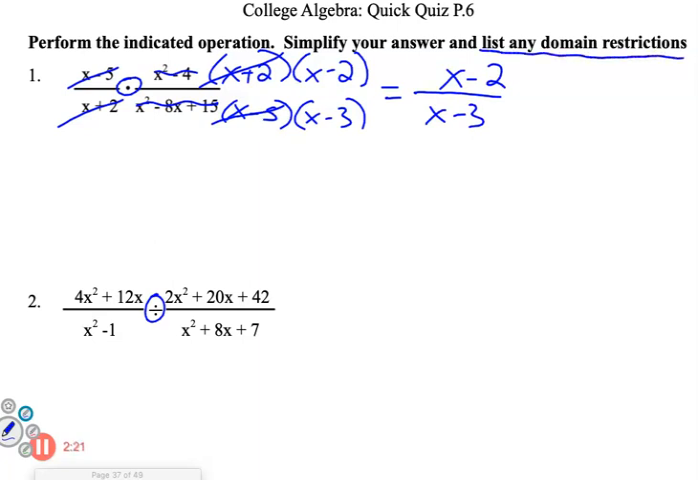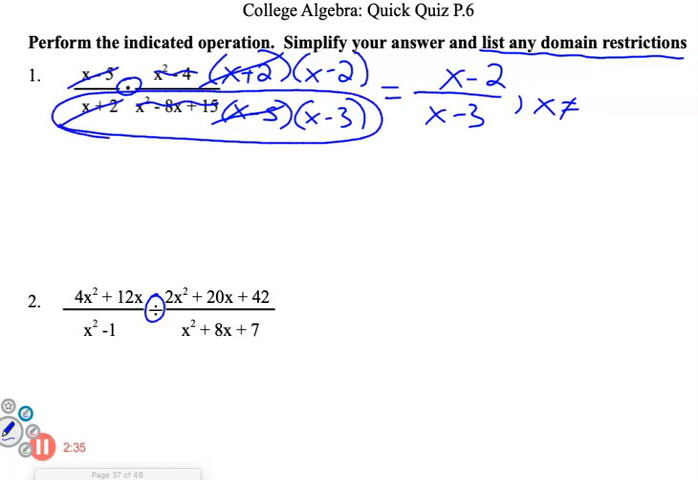Then it says list any domain restriction. So that's like the excluded values that we've been talking about. And so remember, excluded values are whatever would make the bottom 0. So I need to look at everything that was ever in the bottom. So this is going to produce an answer, this is going to produce an answer, this will produce an answer. So I should have -2, +5, +3. So those 3 numbers should have been our excluded values. Okay? Now, as we're grading this, make sure you're honest with yourself. Don't just start switching it to make it look like you got it right. You want to have an honest assessment of how am I doing right now.